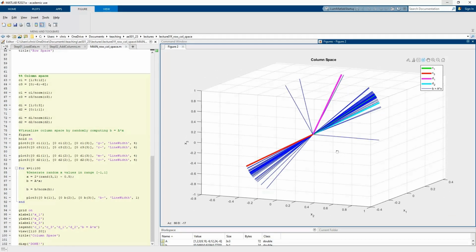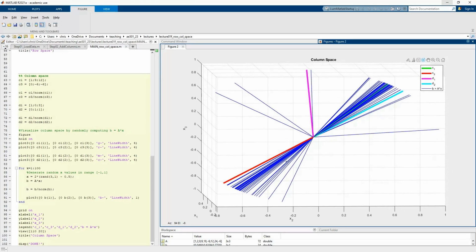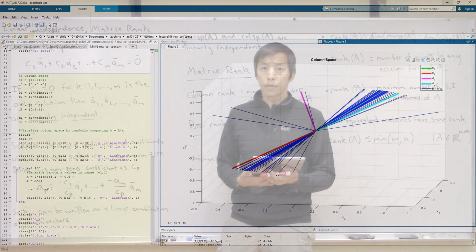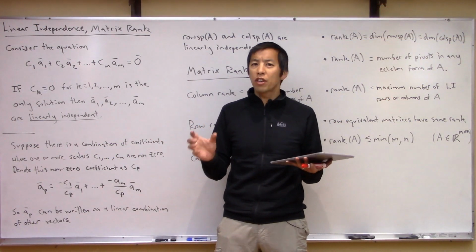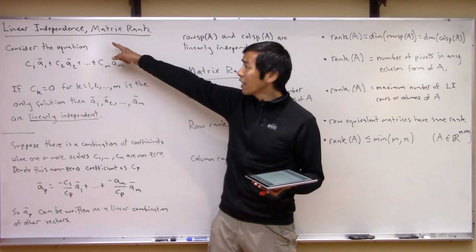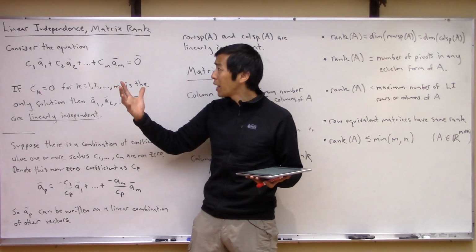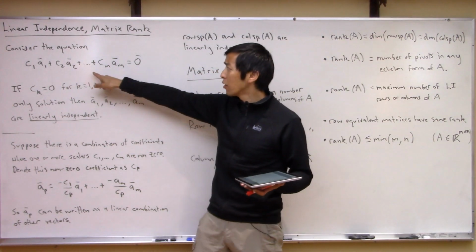All these vectors are lying in this two-dimensional plane, which is a subspace of the larger three-dimensional space. All right, so all of this discussion has been talking about linear combinations of vectors. That leads to the discussion of linear independence. So let's consider this equation here.